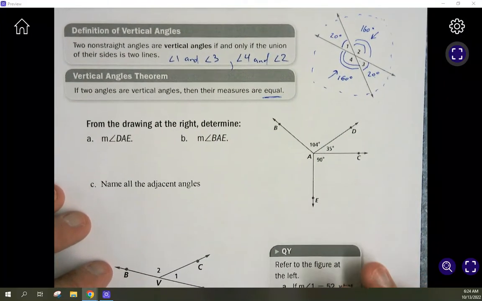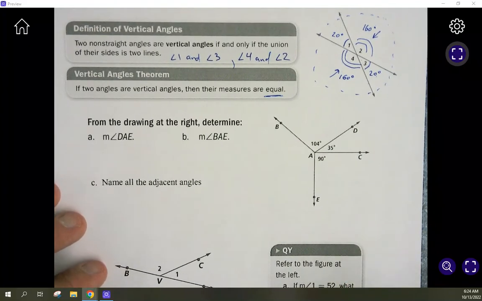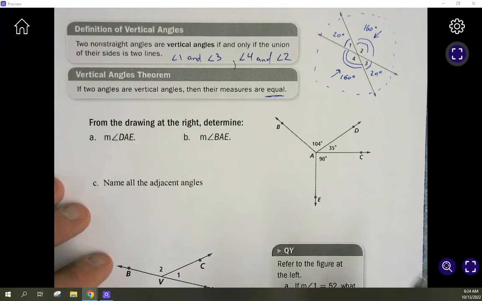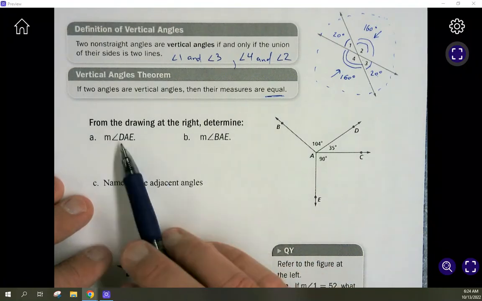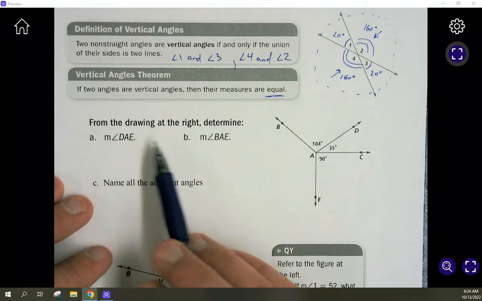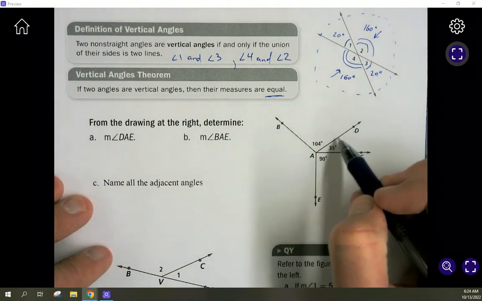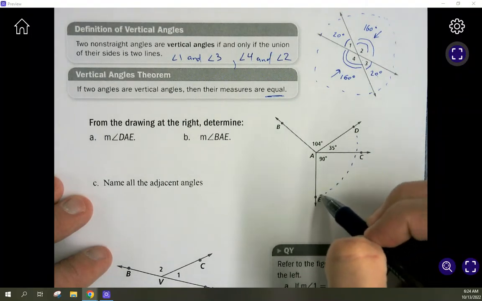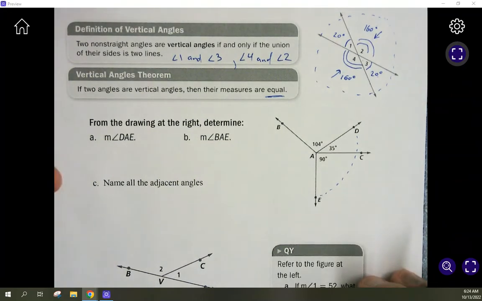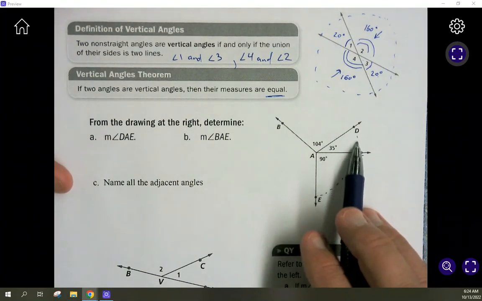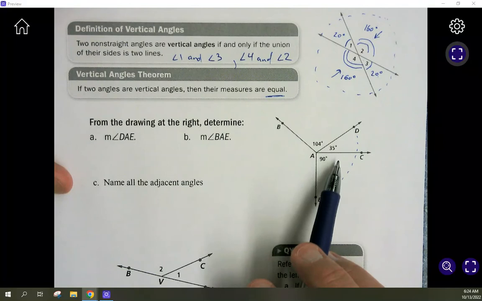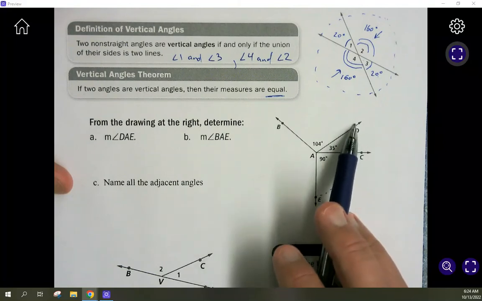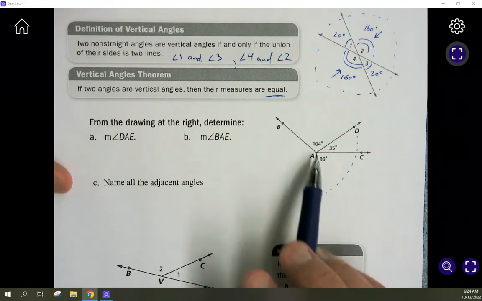All right, so from all those theorems now, we can start to look at some pictures and figure out what angles are equal to. So from the drawing at the right, determine what the measure of angle DAE is. So from D to A to E. That's all of this angle out here. So basically it's been cut into two pieces. Think of it like kind of like a pizza. These two angles here, the 90 and the 35, make up this entire bigger angle, DAE.